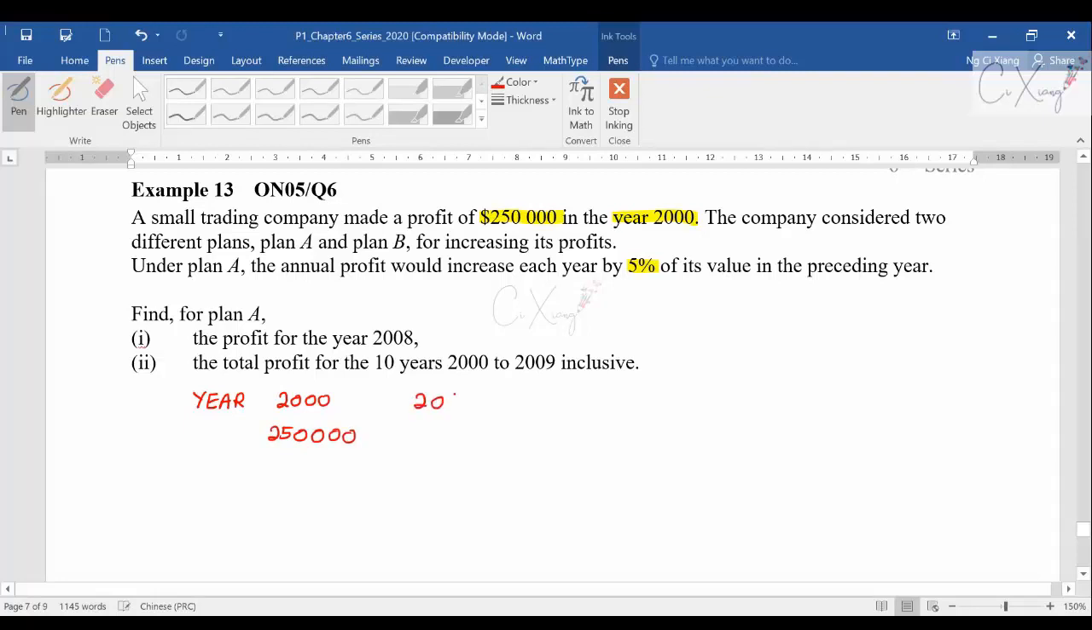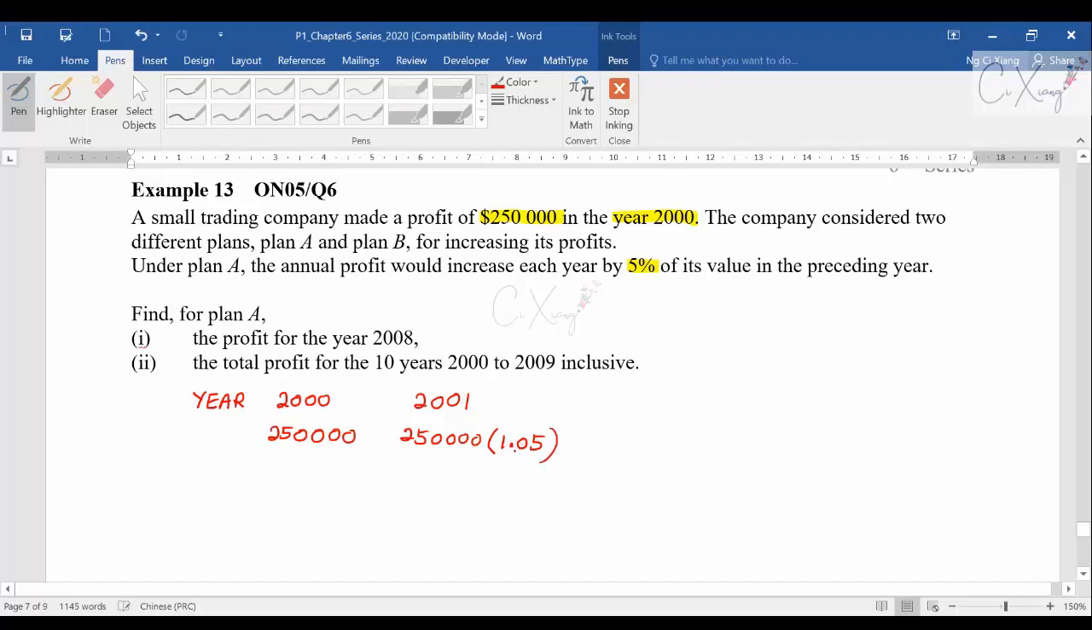Right, then for year 2001, it increased 5% of its value in the preceding year. So if it increased 5%, that means you need to multiply 0.05 with 250 and then add 250 again. So for maths, usually what we write is that it is 250, 5% is 0.05, right? So that means the total profit for year 2001 will be 250 multiplied by 1.05.